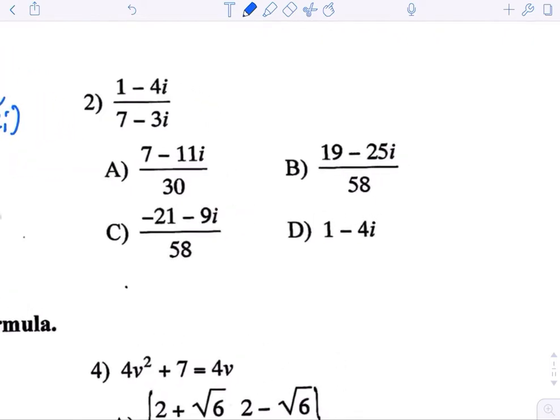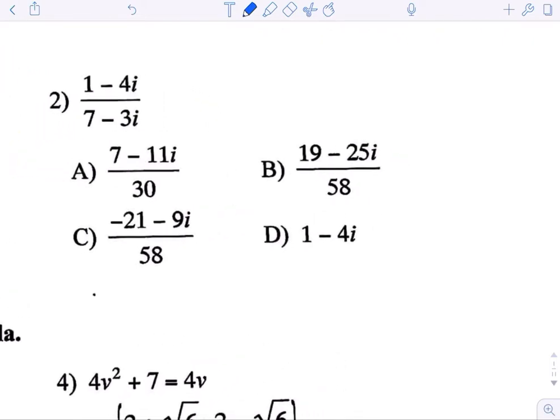Okay, so here's number 2. When you guys do this, you gotta multiply by the conjugate. So the conjugate of this, you guys, is when the denominator's i is the opposite. So 7 plus 3i. Now, recall, when you multiply by the conjugate, just this, right? That's the only thing that's the conjugate.